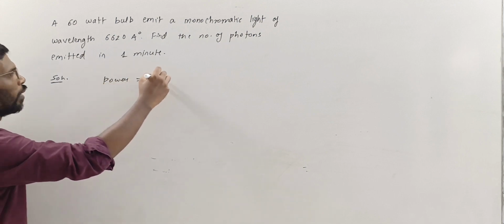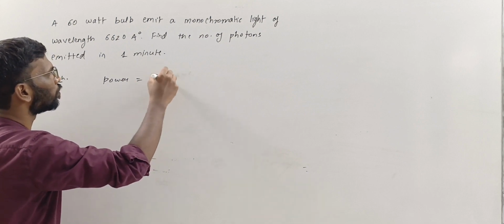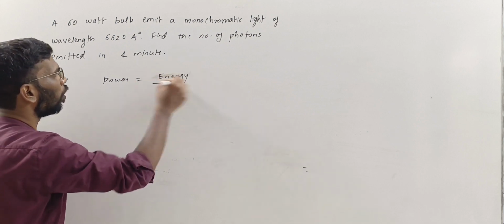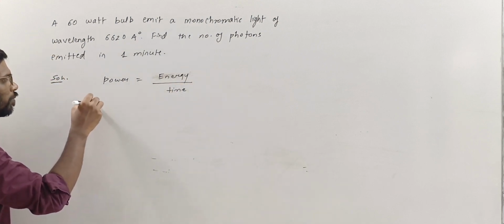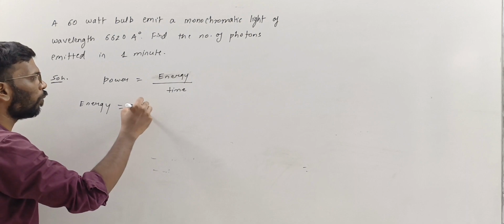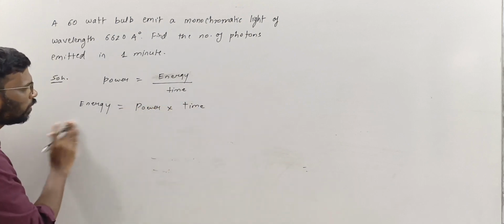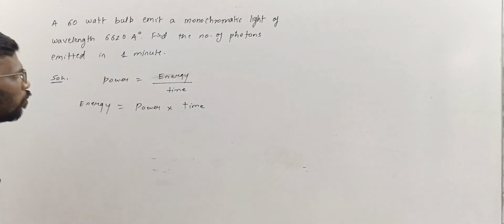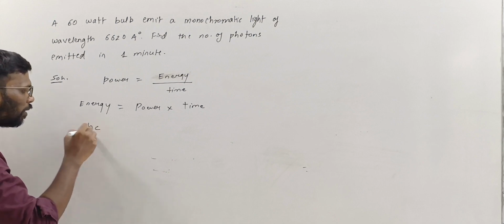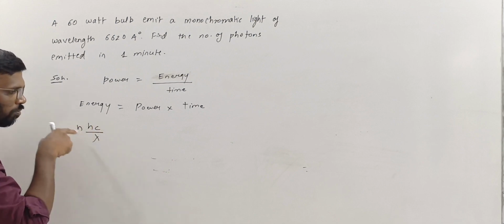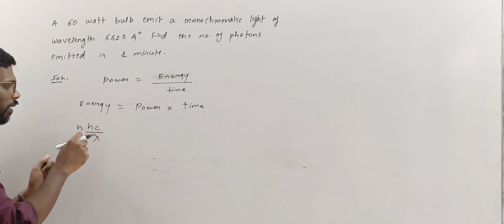Power is equal to energy upon time. So energy is equal to power multiplied by time. Now they have asked for the number of photons. The supplied energy will be n hc by lambda, where n is the number of photons, an integral multiple of hc by lambda, right? So this is the thing.